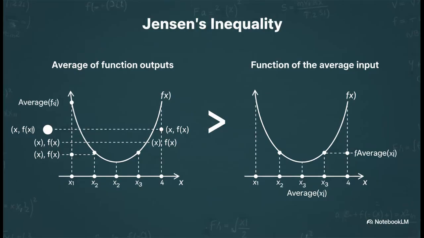Let's break that down into plain English. Imagine you've got a set of numbers. If you run each number through that bowl-shaped function first and then take the average of all those results, you'll get a bigger number than if you did it the other way around, averaging the numbers first and then running that single average through the function. This tiny little mathematical quirk has massive consequences.